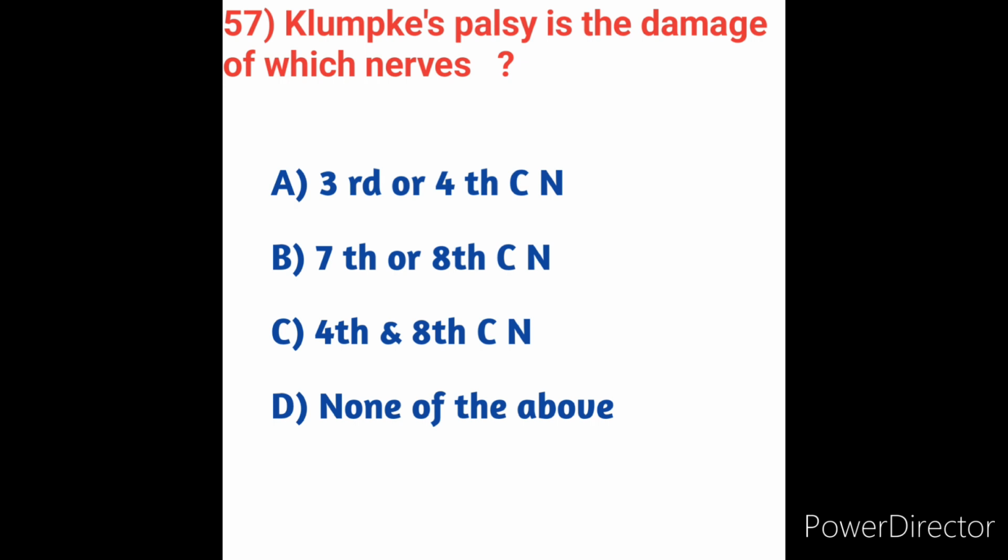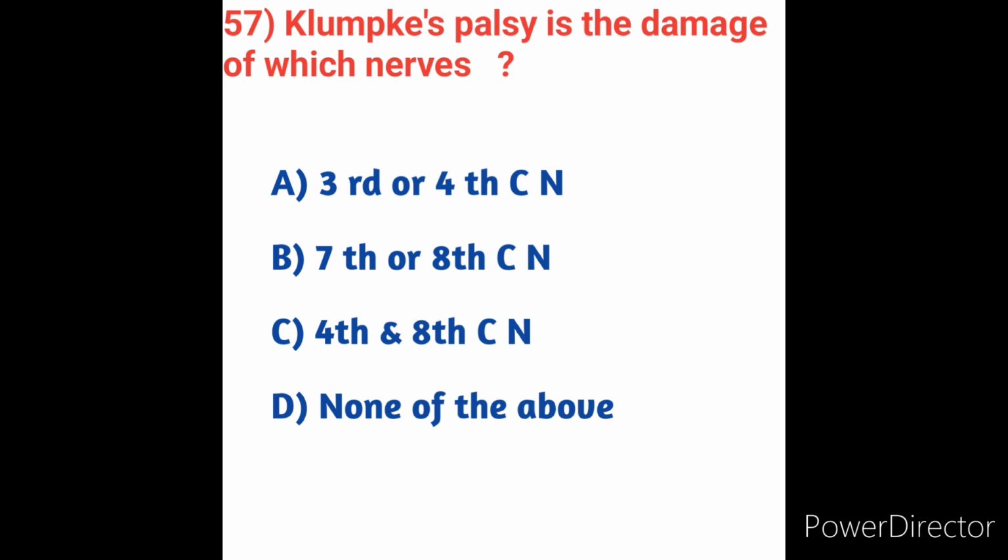Klumpke palsy occurs from damage to the nerves in the brachial plexus, which is a collection of nerves that runs from the spinal cord through the armpit, carrying signals to the hands, arm and shoulders.